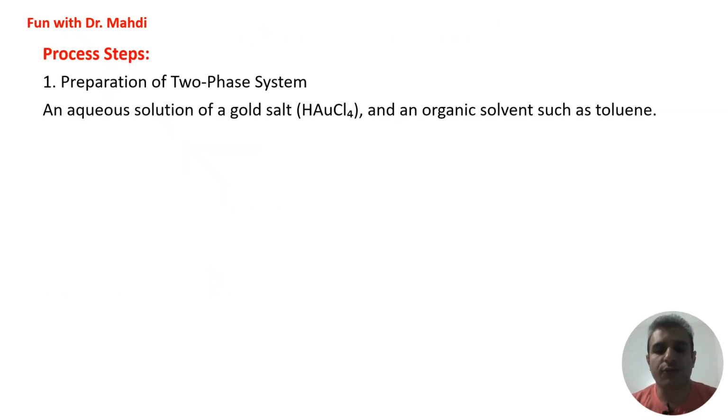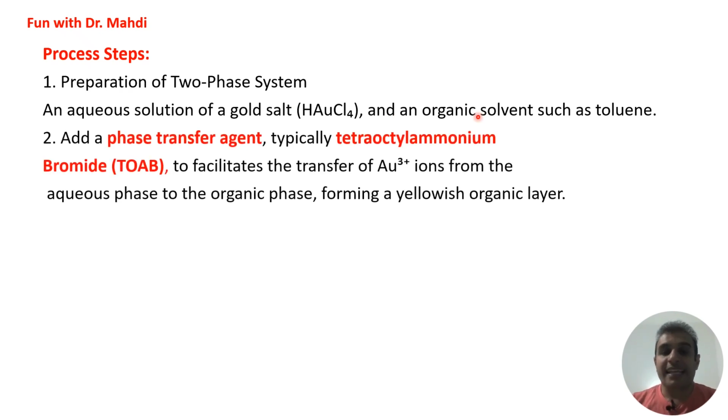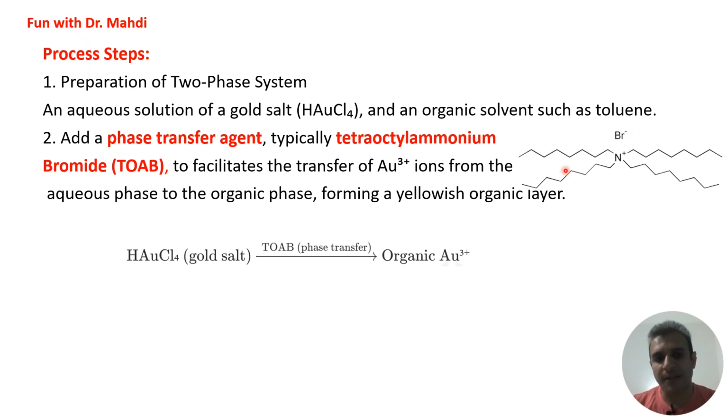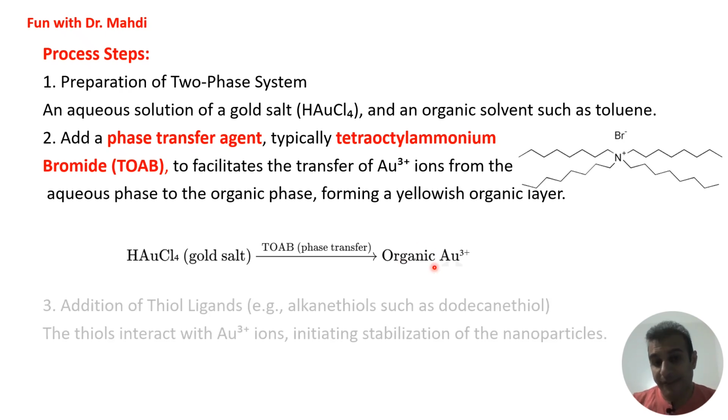First, we need to prepare a two-phase system, and for this purpose we need to dissolve chloroauric acid in distilled water, and after that you need to add an organic solvent like toluene. The next step is very important: we need to add a phase transfer agent to transfer Au3+ from the aqueous phase to the organic phase. Most of the time we use tetraoctylammonium bromide. Here you can see the structure of this chemical. After that, we will transfer Au3+ from the aqueous phase to the organic phase. Now we have Au3+ in the organic phase.